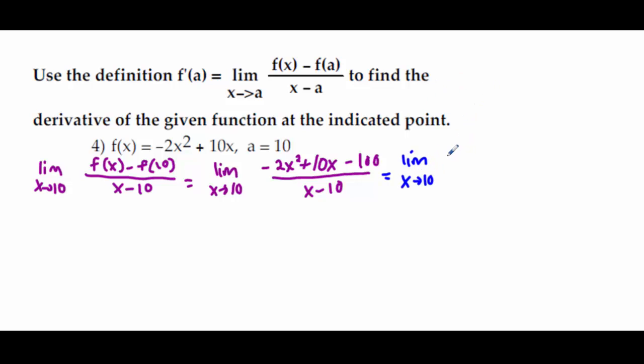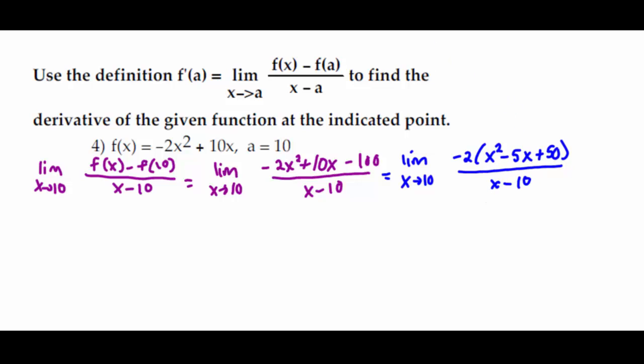They all have a 2 that I can take out on top, so that's the first thing I'm going to do. And it'll actually make it easier in the long run if I take a -2 out, so that this will become a positive x squared. So I get negative 2 times x squared minus 5x plus 50 over x minus 10.